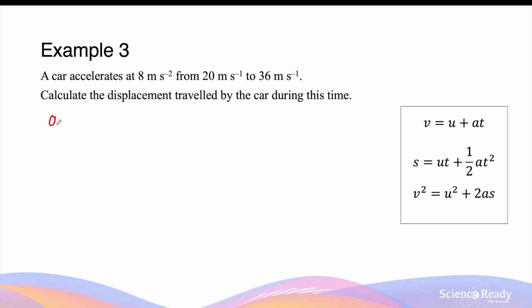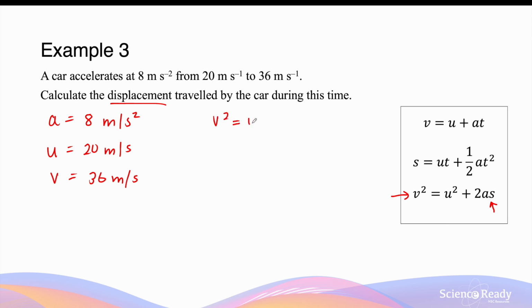So here we're given that the acceleration is 8 meters per second squared. The initial velocity is 20 meters per second, and the final velocity is 36 meters per second. So we're given three variables, a, u, and v, and we want to calculate the displacement. If you look at the three equations, the most suitable one is the third one here, because we're given the final velocity, the initial velocity, and the acceleration, and we want to find the variable s, which is displacement. v squared equals u squared plus 2as.